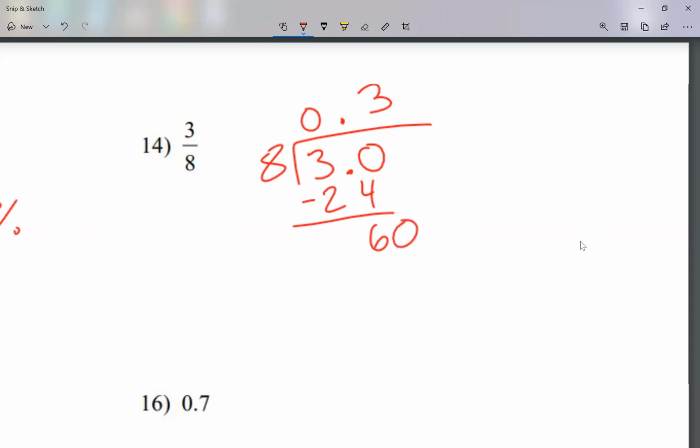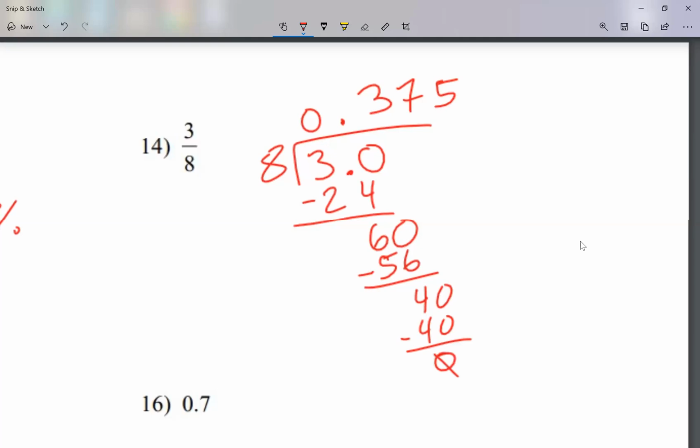8 times something to get as close as possible to 60 without going over. I know 8 times 8 is 64, so that's too high. 8 times 7 is 56. Okay, so I'm going to say 7 then. I got close to 60 without going over. When I subtract this, 60 minus 56 is 4. Let me bring an extra 0. 8 times 5 is 40. Okay, so 8 goes into 40 five times because 8 times 5 is 40. When I subtract this, I get nothing.